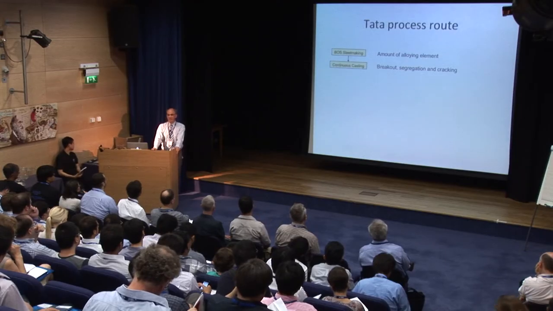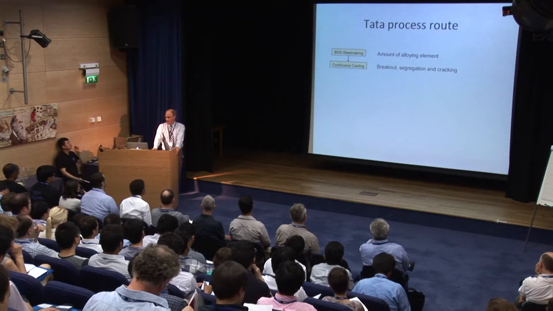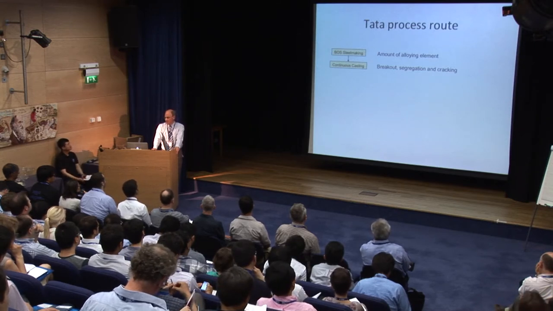Next, it would be cast as wide slab. And this brings in considerations of the risks of breakout, segregation, and cracking. These relate both to the amount of alloying element present in the steel and to the condition of the caster. Breakout, obviously undesirable, but segregation would damage the material metallurgically, and cracking on a large scale would also make it unusable. So we had to be confident that we could continuously cast it in this form without incurring these problems.